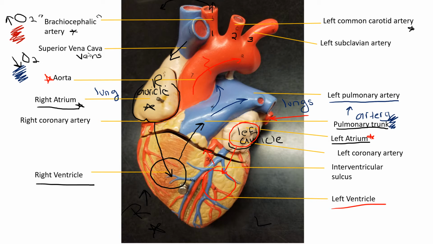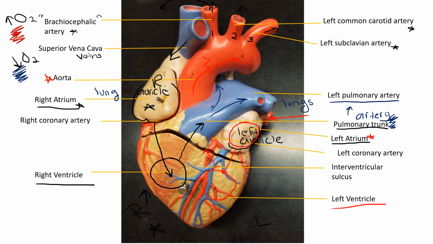Likewise, the left common carotid is going to go up to the head as well and up through the neck. And then you have the left subclavian, so this is going to go to the left side of the body and your left arm, if you want to think of it that way.